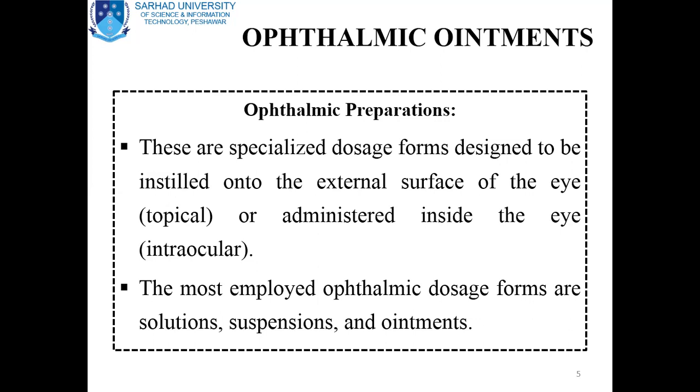There are different ophthalmic dosage forms, but the most commonly employed ophthalmic dosage forms include the solutions. We can observe in the market most of the dosage forms for ophthalmic use are in solution form, or suspension forms, and ointments. These are the most commonly employed ophthalmic dosage forms. There are several other dosage forms, but these are the most commonly used.